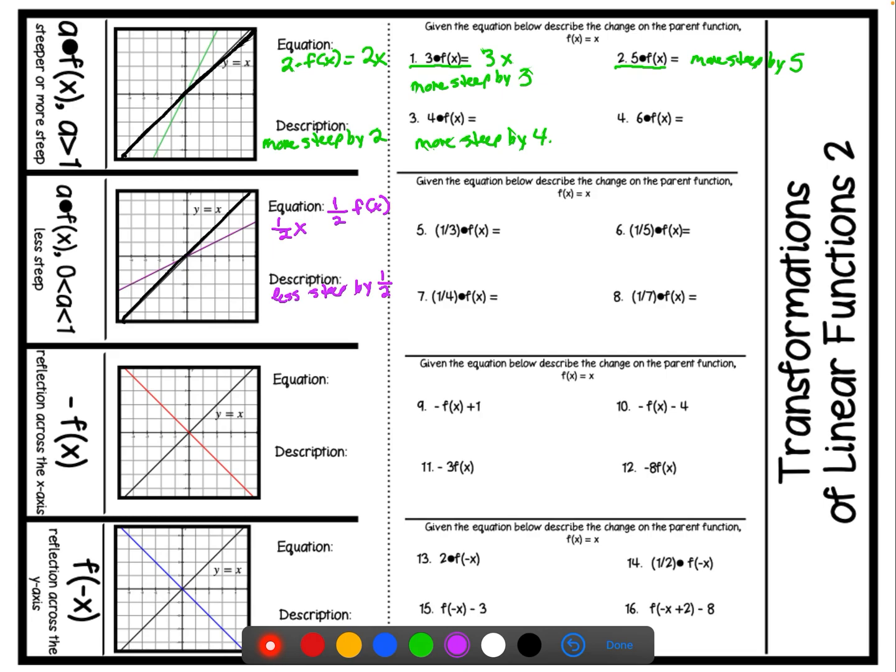So then that's the same thing with number 5. It's less steep by a third. So it means it gets closer and closer to our x-axis as we continue to go up, or down rather, in numbers. So number 5 is less steep by a third. Number 6 is less steep by 1/5, right?